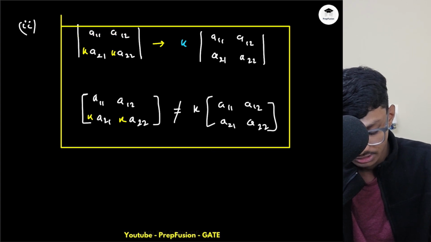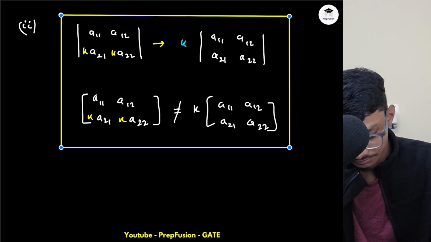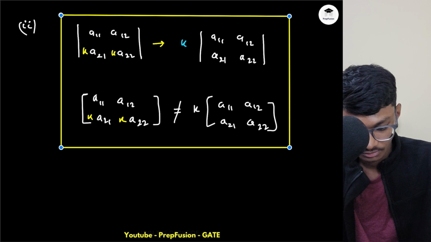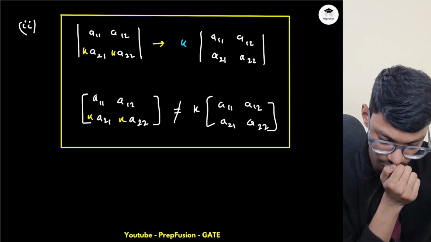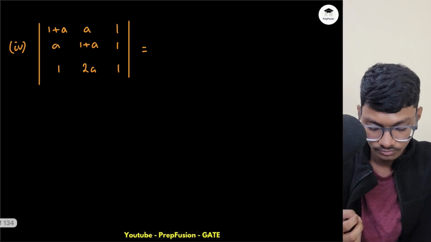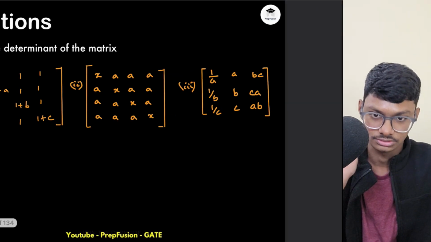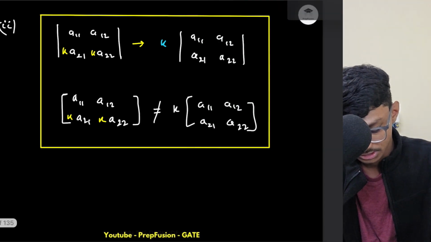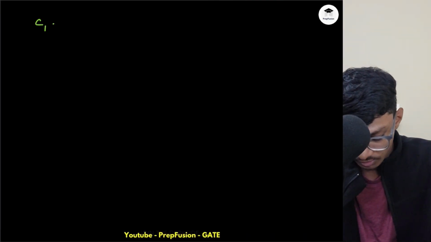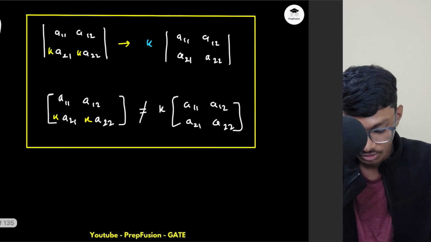Either in a column or a row we can take common, right? So let me just increase this. So yeah, this is the thing. Now what I'm observing is, if I add all the columns to the first column, then what will happen? So what I will do, I will change C1 to C1 plus C2 plus C3 plus C4.